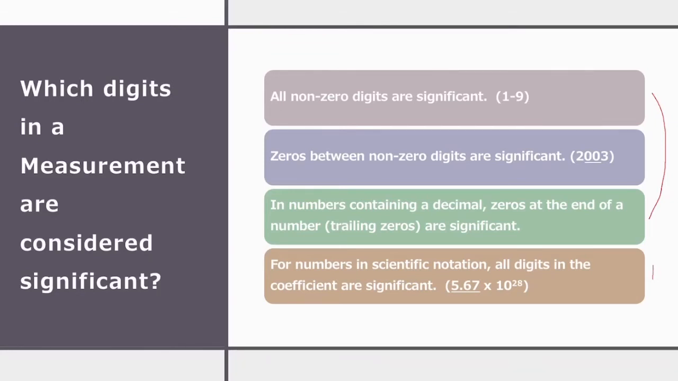And then this last rule just applies to numbers that are written in scientific notation, which we'll learn about in the next building block. The coefficient in a number in scientific notation contains all of the significant digits for that number. So let's look at a more practical way of applying these rules when we're trying to determine what numbers are significant and which ones are not.